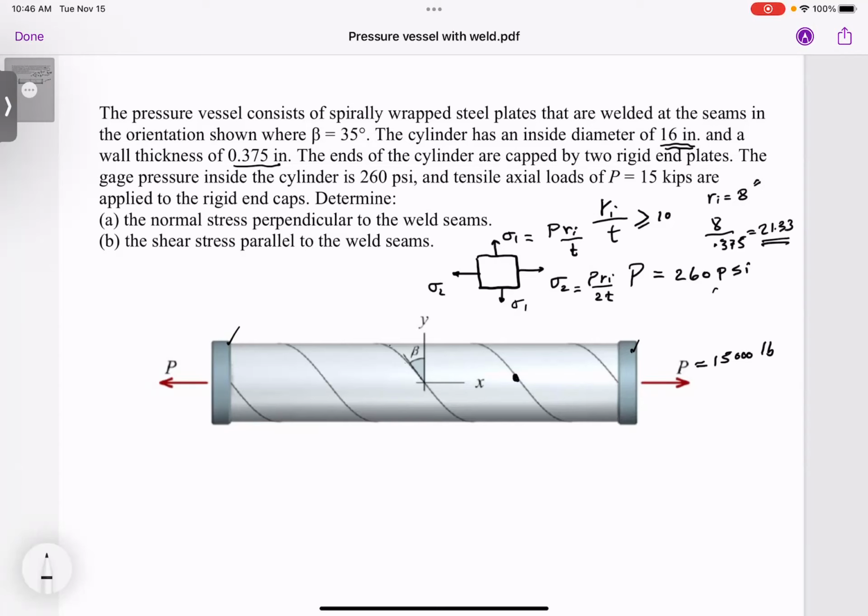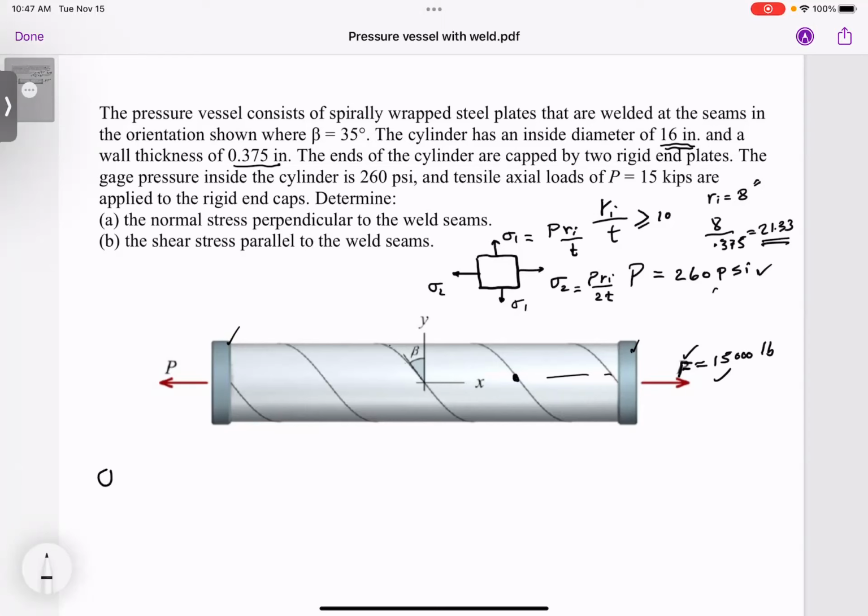All right, but look, guys, in the longitudinal direction, we also have the normal stress as a result of this force applied along the longitudinal direction, meaning this P here is actually force, let me call it F, not to be confused with the pressure. Internal pressure is 260.